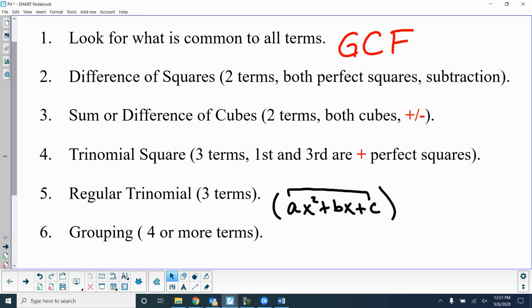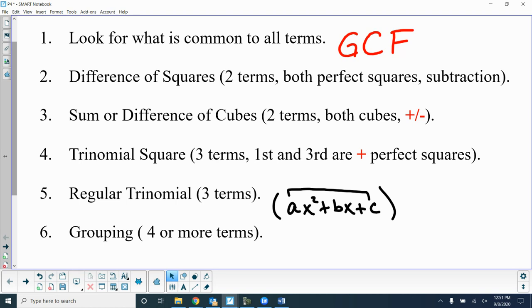The third thing I look for is another 2-term polynomial, which is a binomial again. It's called a sum or difference of cubes. In this one, there's 2 terms that are both perfect cubes. The perfect cubes are like 1 to the third, which is 1, so 1 is a perfect cube. 2 to the third is 8, so 8 is a perfect cube. 3 to the third is 27, so 27 is over there.